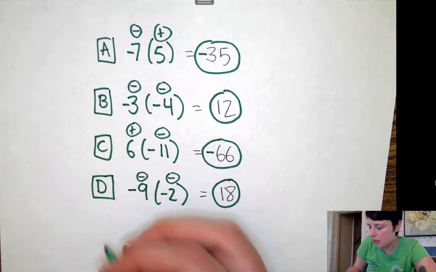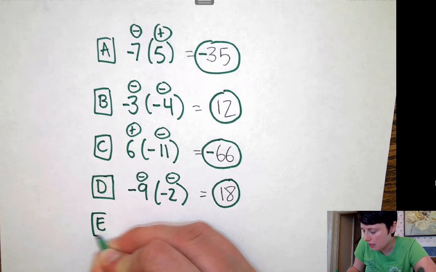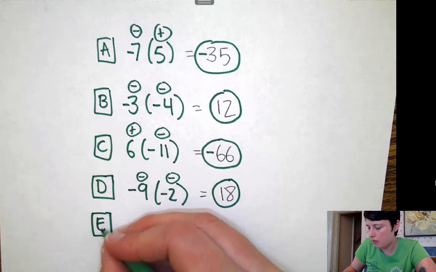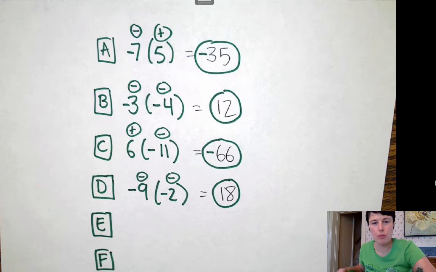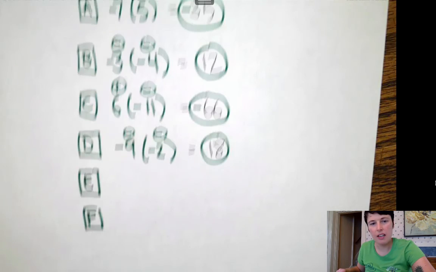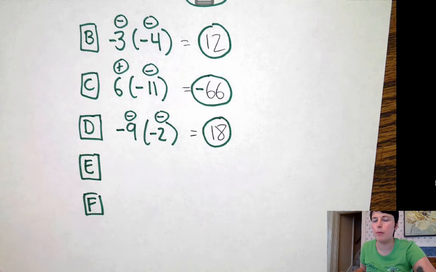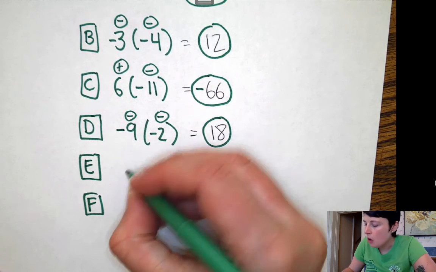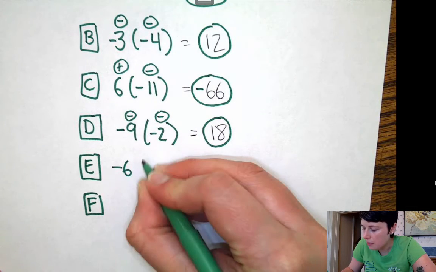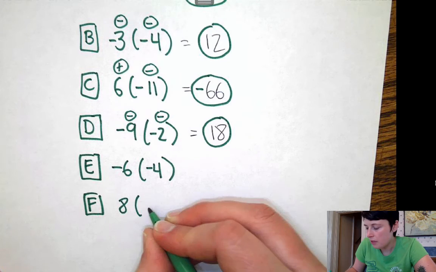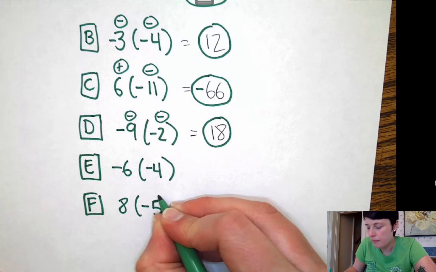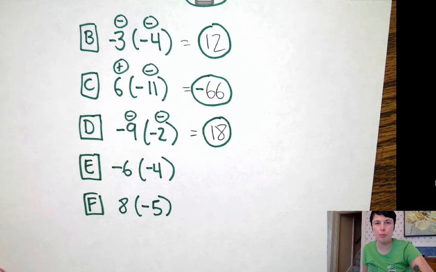Here, your turn. I'm going to give you 2 problems to add to this list. So I have A, B, C, D. I'm going to do E and F. I would like you to now try without my help, or the help of a calculator. We want to be able to do this on our own. What would negative 6 times negative 4 be? And what would 8 times negative 5 be? Go ahead and pause the video and try those 2 problems, please.